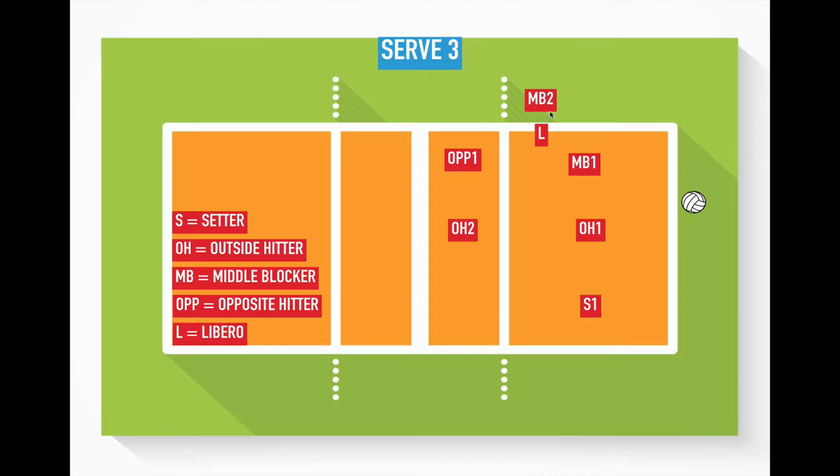The libero just gets to trade spots with my middle blockers. So the middle blocker comes in and the libero goes out. Now it's time for this middle blocker to serve. And I got to set up the rest of my defense. So my outside hitter is going to go into her position. The setter is going to come up. On serve, the setter is just going to run over to her position. The middle blocker is going to run to the libero's position here.